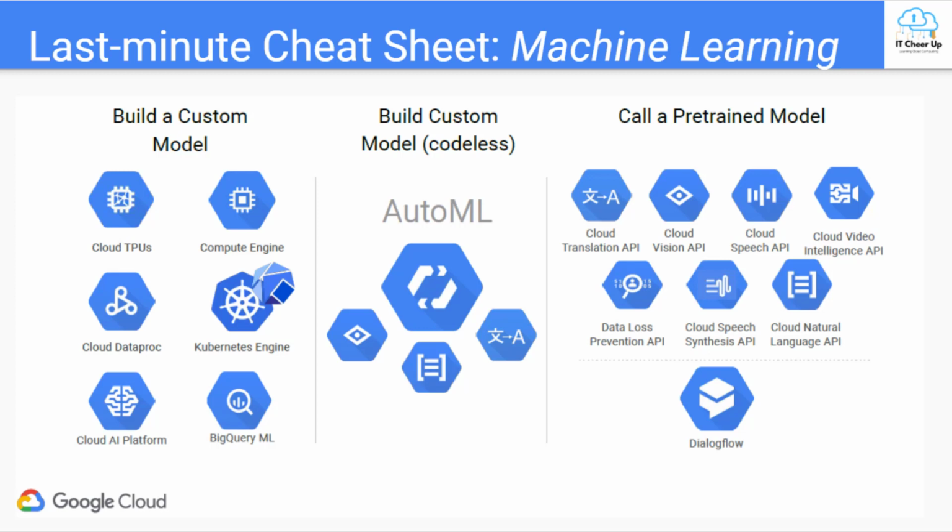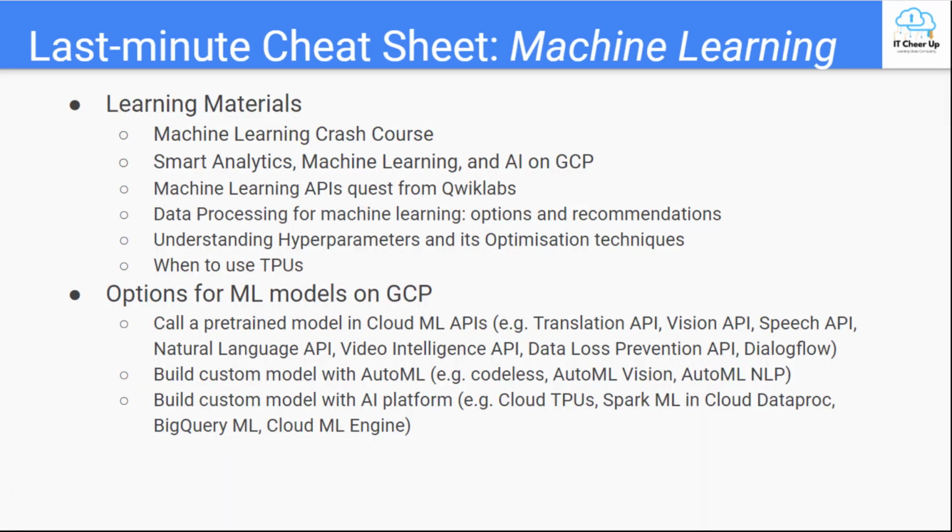If a pre-trained model couldn't work for your case, then build a custom model with AutoML. AutoML combines the Google model with your data. For example, use AutoML Vision with your image data. If both ML options couldn't work for your case, then build a custom model with the Google AI Platform, such as load your ML models in Cloud TPUs, Spark ML in Cloud Dataproc, or using the BigQuery ML, or load your ML models in Cloud ML Engine.